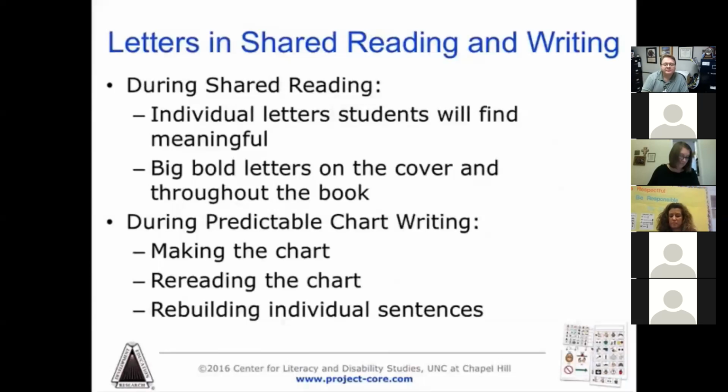During predictable chart writing, you can draw students' attention to the individual letters and sounds you are writing as you build the chart together. You can draw their attention to the letters when you revisit the chart and reread it and search for specific letters and words. You can also highlight individual letters as students work to rebuild the sentence after they've cut it into individual words.